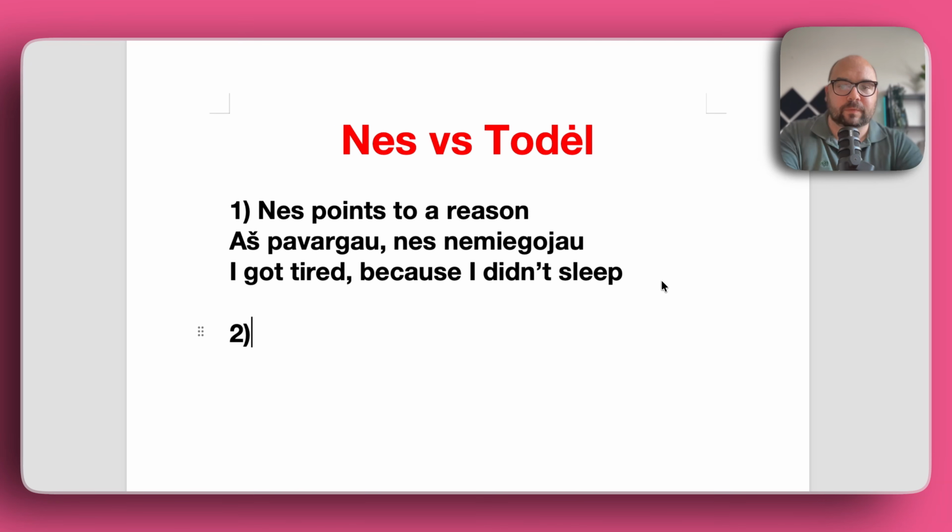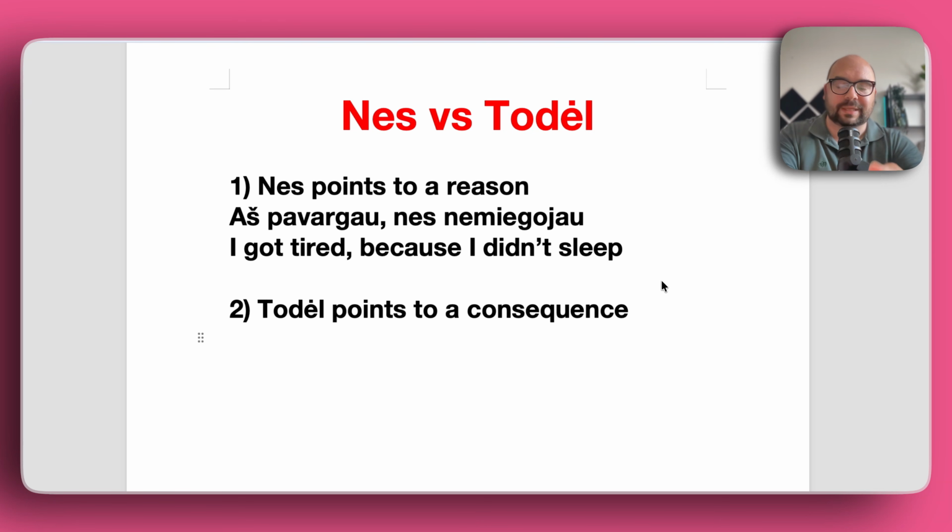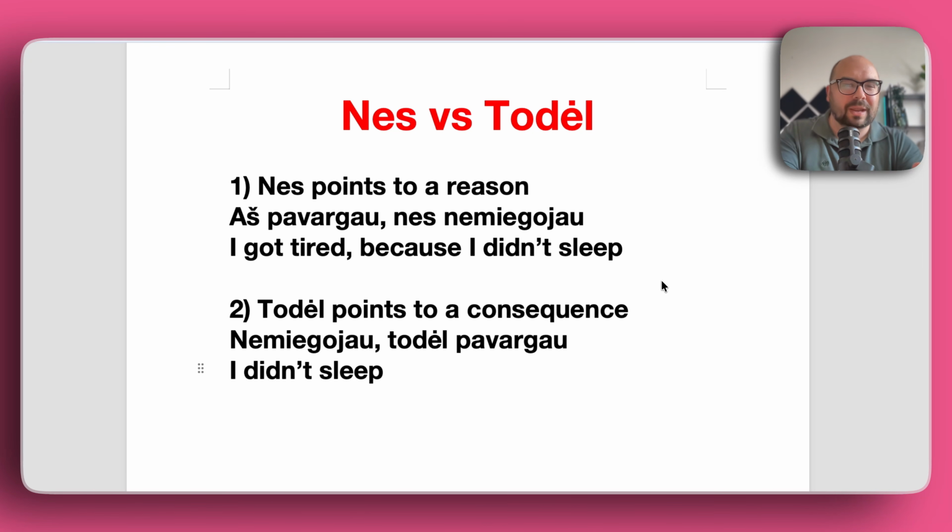Now, if we go for just Todėl, without anything added to it, Todėl points to a consequence. So if we look at the example sentence, we can switch this one up and say: nemiegojau, todėl pavargau. That means I didn't sleep, and I wouldn't translate it as because. I would translate this one as that is why I got tired. So Todėl, if it's alone, points to a consequence, not a reason. Therefore, I can't really translate it into because.